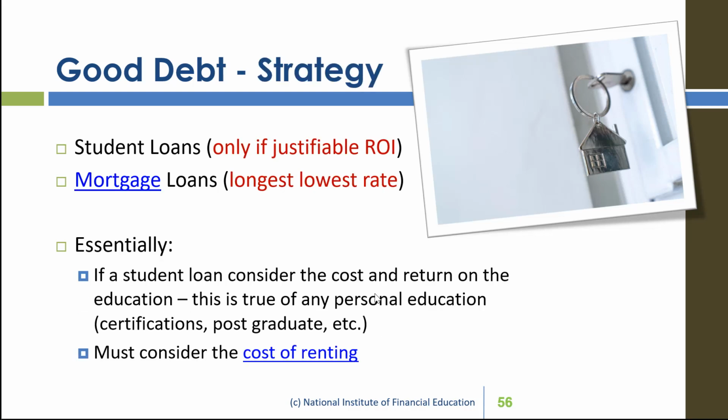So if you're doing a student loan or borrowing to invest in yourself, make sure it's a justifiable return on investment. I should be able to say that if I do this, I'm going to make more money. And if I'm going to use a mortgage loan, your pro tip here is you want the longest, lowest rate possible based on your particular situation. So think about this and consider the cost of renting, because renting is still paying a mortgage payment. You're just paying someone else's payment.